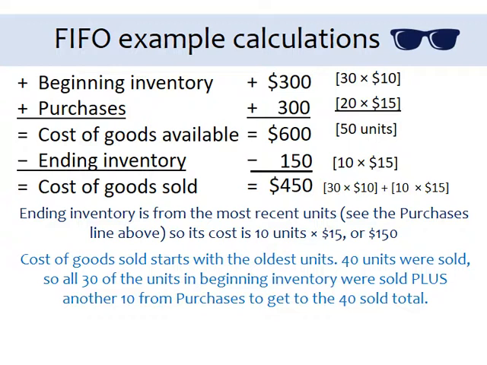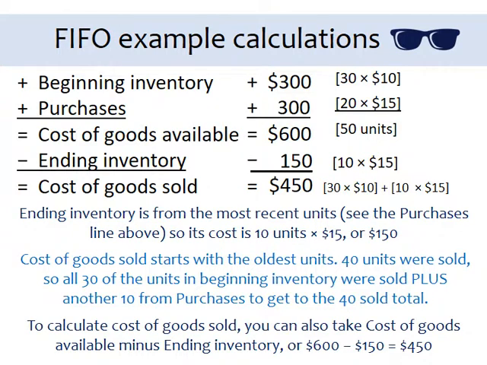There's another way to calculate cost of goods sold if we already have ending inventory, and it's easier. You can also take cost of goods available minus ending inventory, or $600 minus $150 gives us $450 as our cost of goods sold. That's it on this example of the FIFO method. It can be complicated, but if you take your time and write down each step, you can do it.